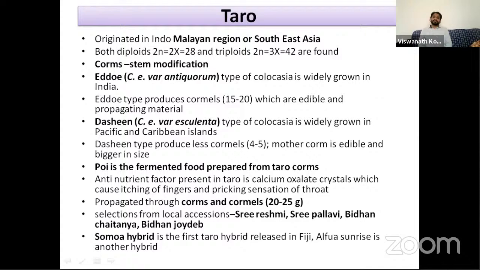And the corm of the taro is a stem modification. In case of sweet potato, there are the adventitious roots. In case of tapioca also, there are adventitious roots. In case of taro, the edible portion is the modification of the stem, that is corm.